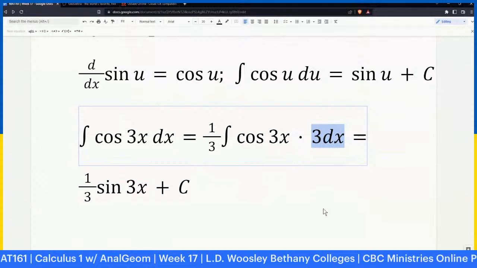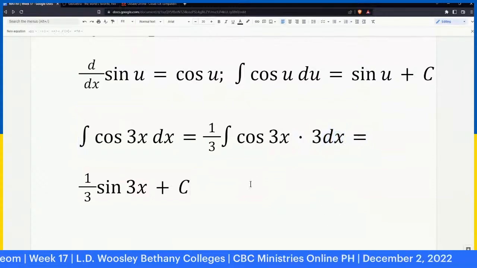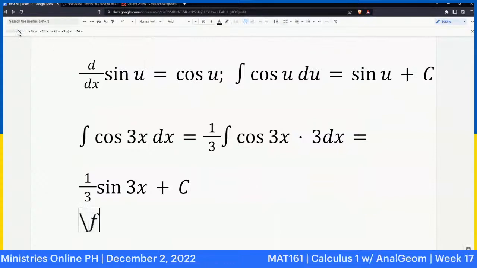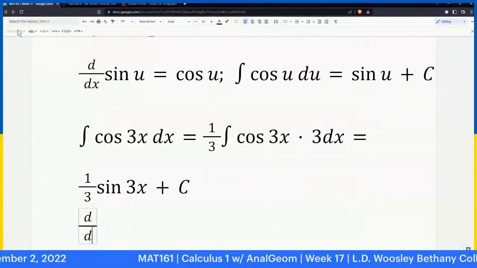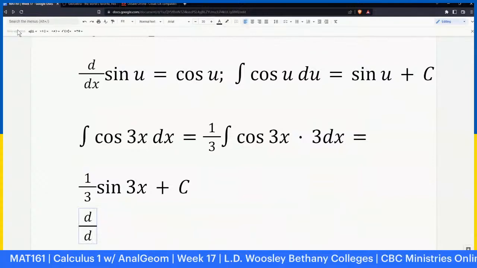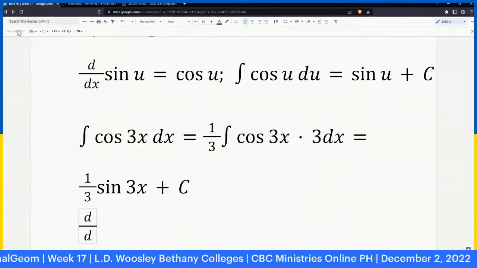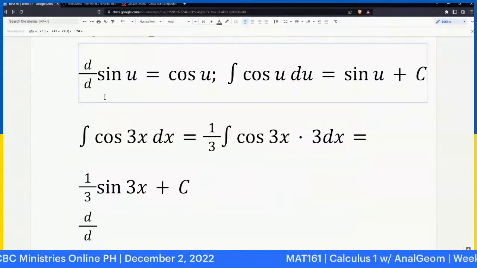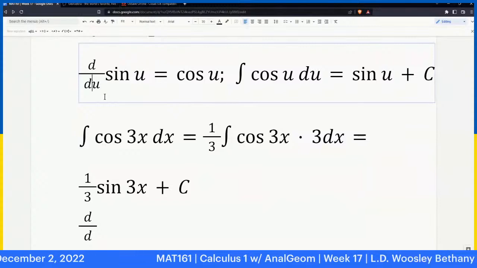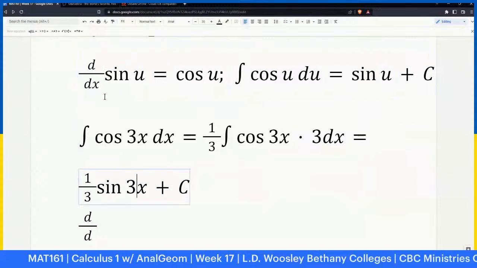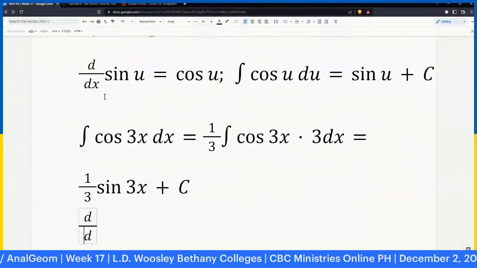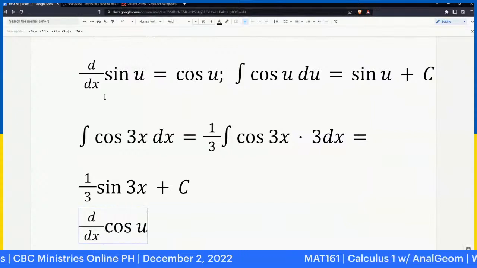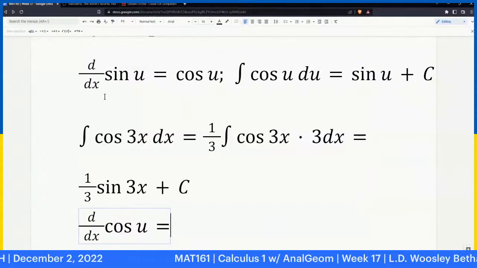Okay, done. Let's continue. Okay, another converse statement. Derivative of cosine u. Dapat pala u din to. Okay, next. Cosine, no? This time, cosine u is equal to what? Derivative of cosine.